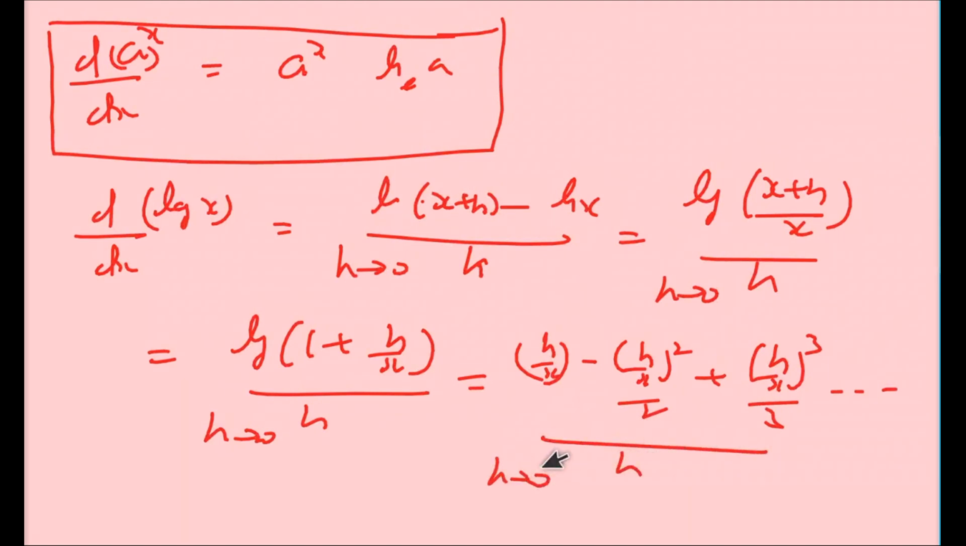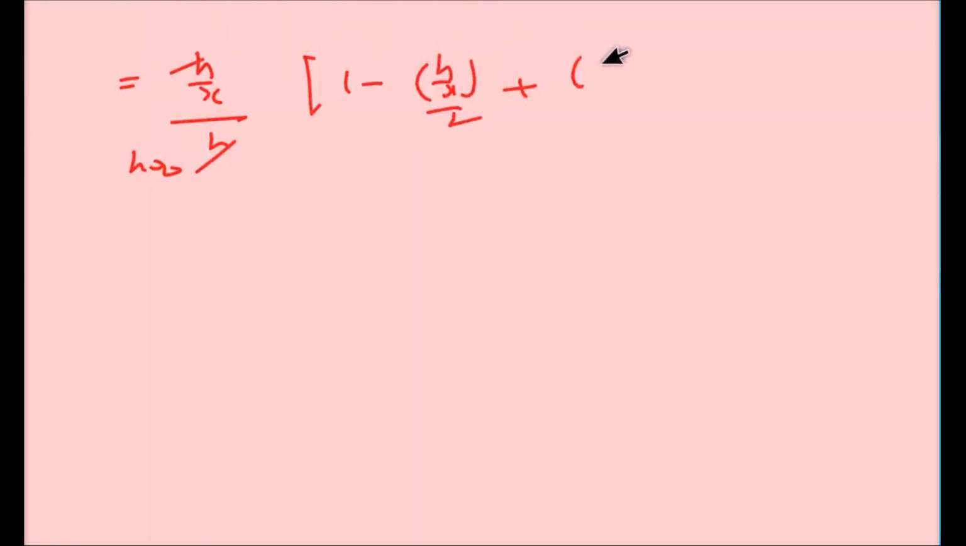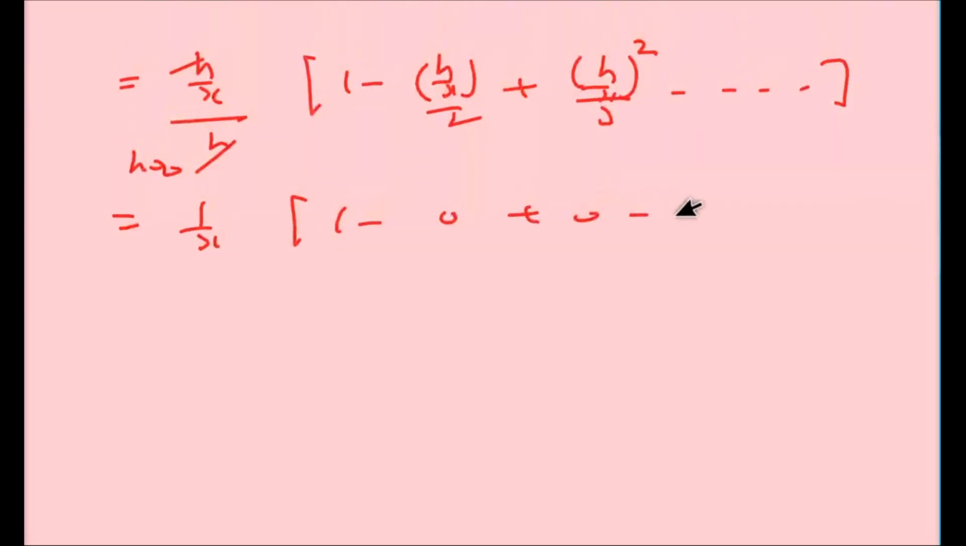H tends towards 0. Taking h upon x common and cancelling out h, we can write 1 minus (h upon x) upon 2 plus (h upon x) whole square upon 3. And now putting the limit here, we are finding 1 minus 0 plus 0. The higher power of h will be 0. So the differential of log e base x is equal to 1 upon x.